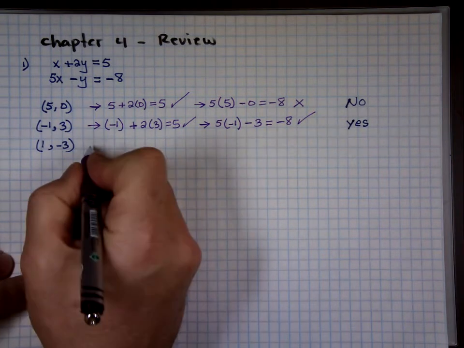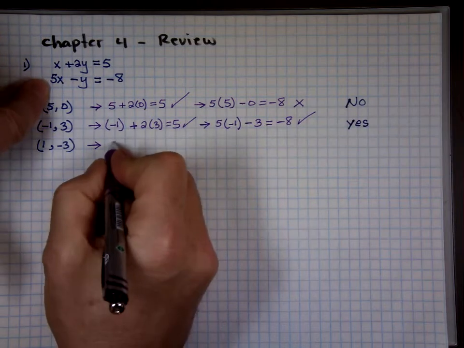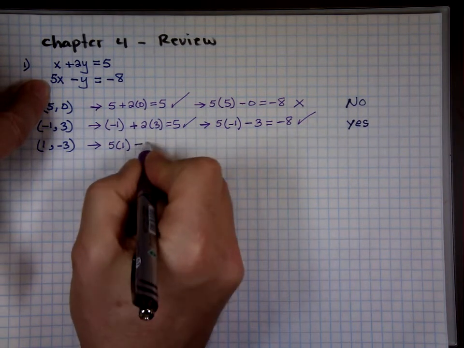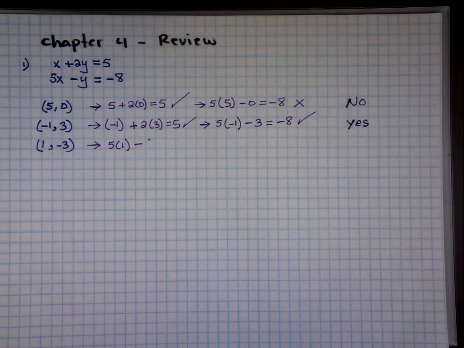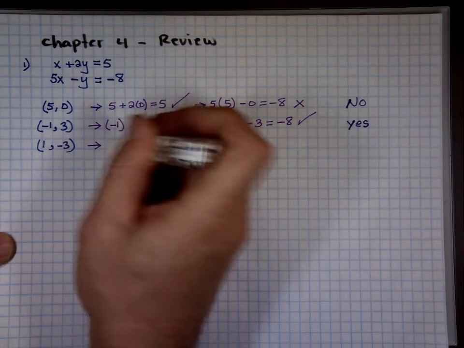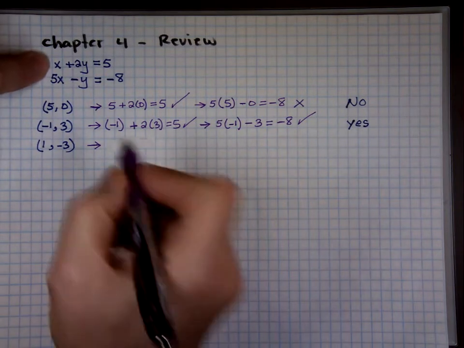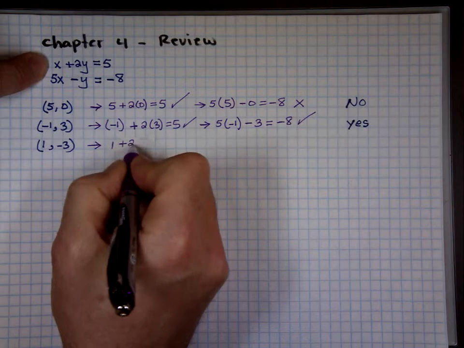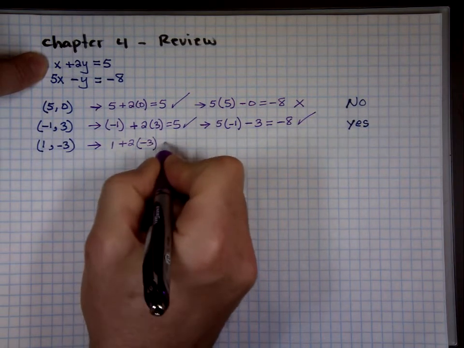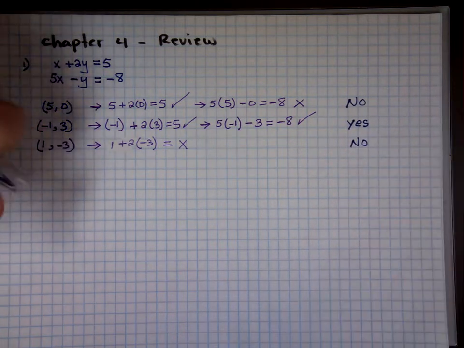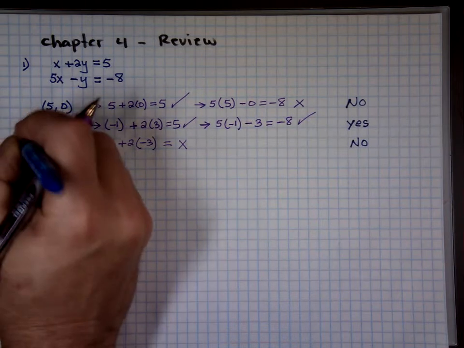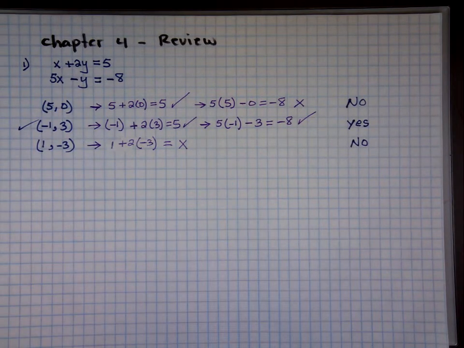And let's try the last one. I always start with the first equation, and I want to stay consistent, so let me start with the first equation so I don't change them. With the top one, x is 1 plus 2 times a negative 3. Is that a 5? No. Once one of them fails, don't even waste your time on the other one, because it has to be yes and yes. So which one's the solution? This one. That was question 1.